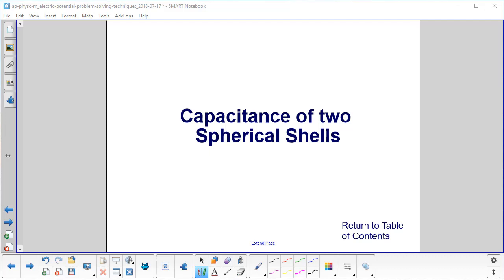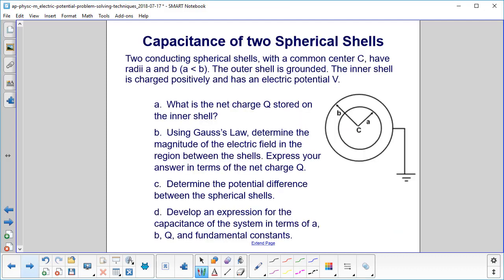Capacitance of two spherical shells. Two conducting spherical shells with a common center C have radii A and B, where A is less than B. The outer shell is grounded. That's the symbol we have right over here. The inner shell is charged positively and has an electric potential V.